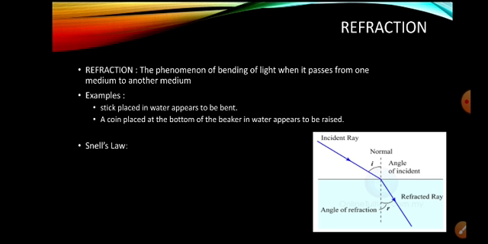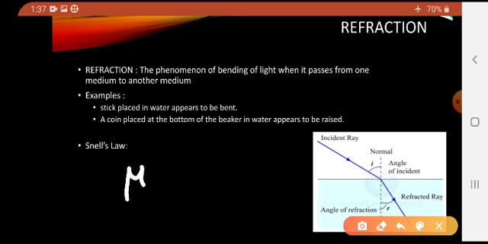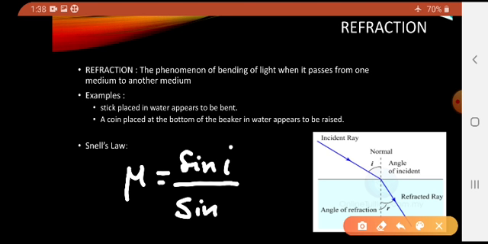And the laws of refraction are obeyed by Snell's law. Snell's law says the ratio of the sine of the angle of incidence to the sine of the angle of refraction is constant. This ratio is called the refractive index. So the ratio between the sine value of the incident angle and the sine value of the refracted angle gives some constant. That constant is known as the refractive index. It is represented by mu. If mu is greater, the refractive index is greater, and the bending of light is also greater. Right? The refractive index is more for the denser mediums.